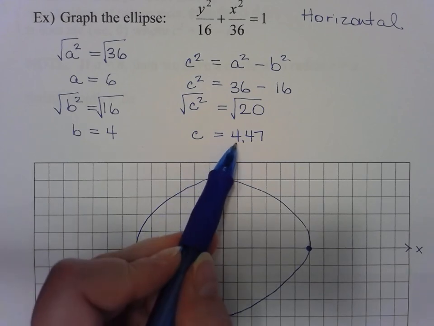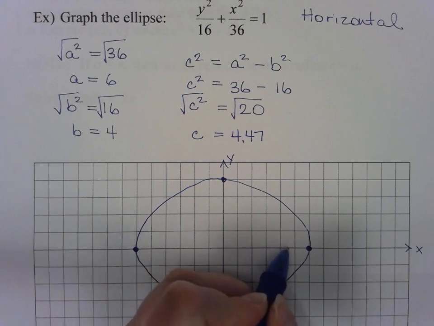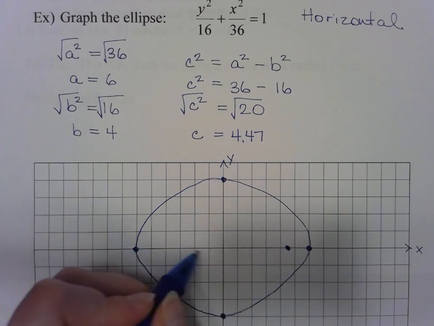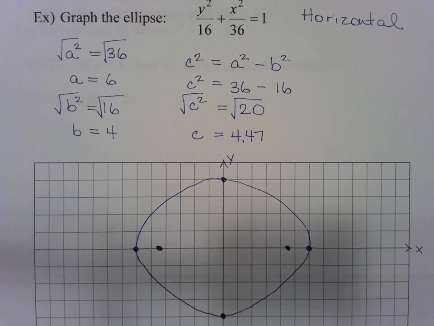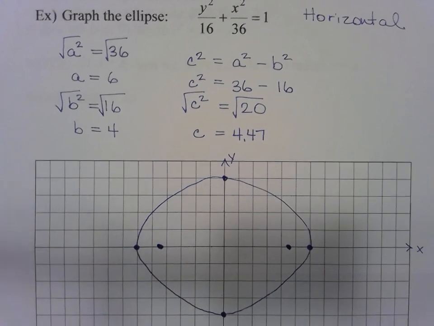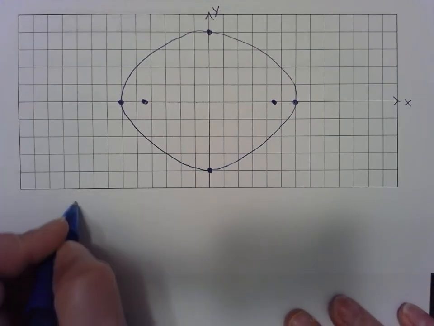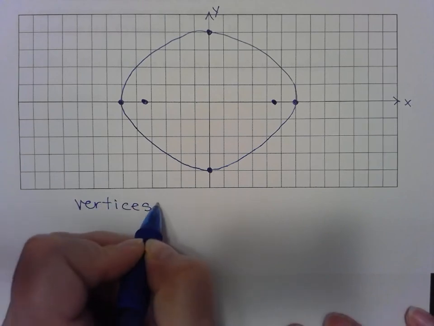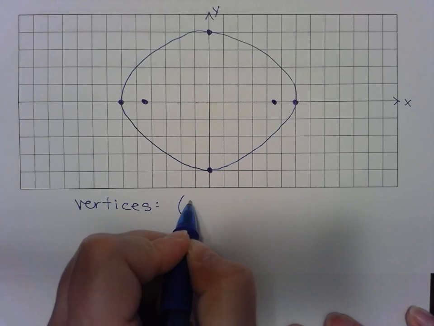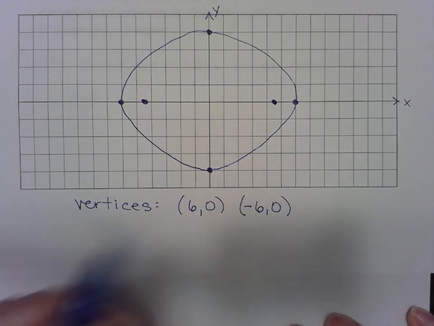The focus points are going to come from the value of C, so they are 1, 2, 3, 4.47, so roughly 4.5. So it looks sort of like that. And then let's go ahead and list out the values down here. So the vertices, this one is horizontal, so (6, 0) and (-6, 0).